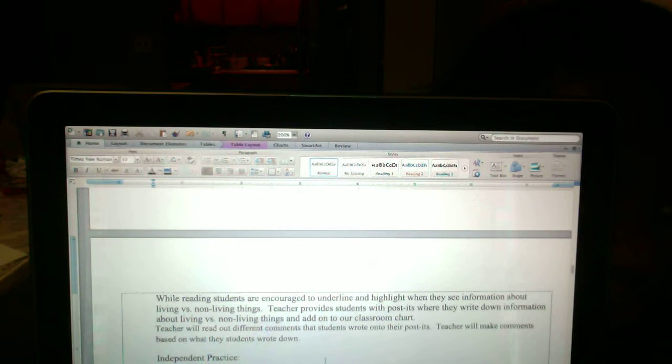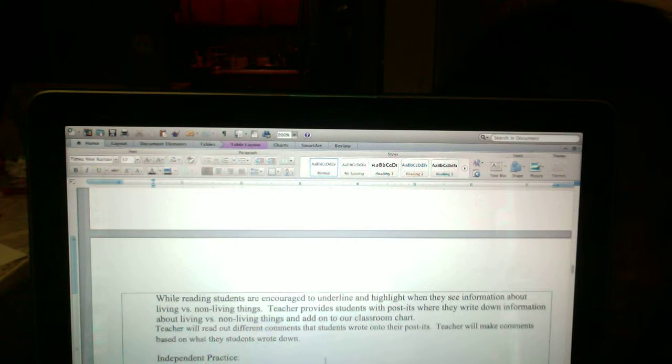We have a chart in the room that says "living" on one side and "non-living" on the other. Based off of what they're listening to or reading, they're going to write these things down on the post-its. If they're writing about something living, they're going to post it under the section that says living, and vice versa.